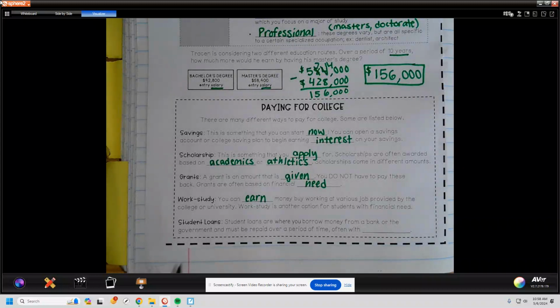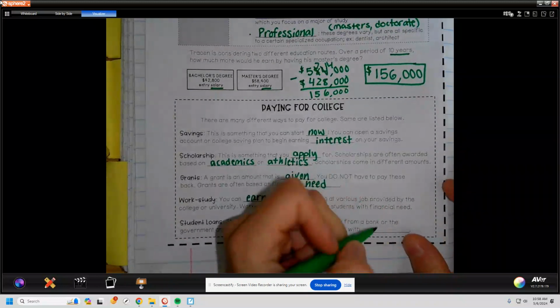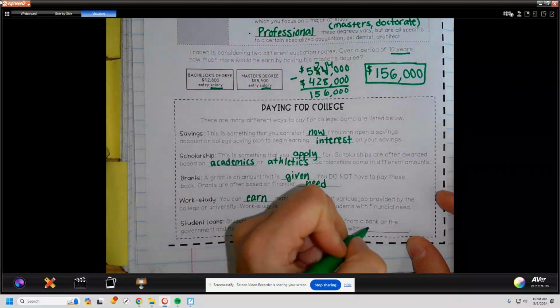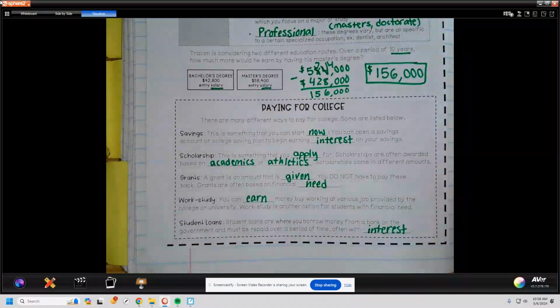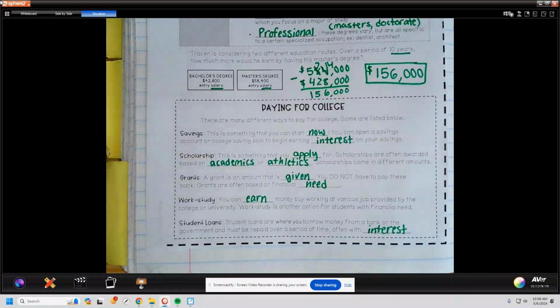Last one, this is a really common one, student loans. That is where you borrow money and then you have to repay it over time. It's kind of like a credit card because they're going to charge you interest. So the longer it takes you to pay them back, the more interest they're going to charge.